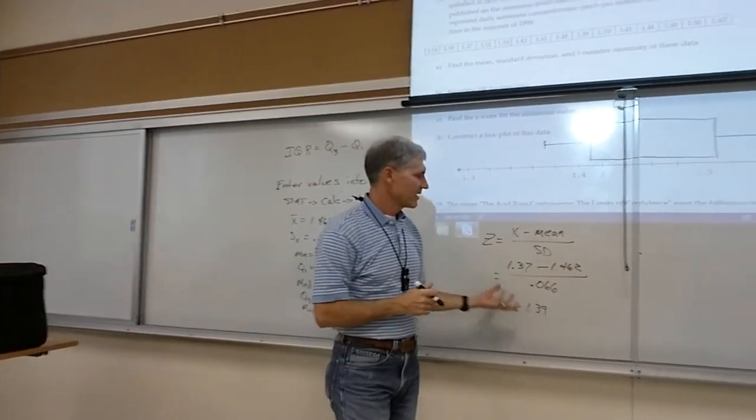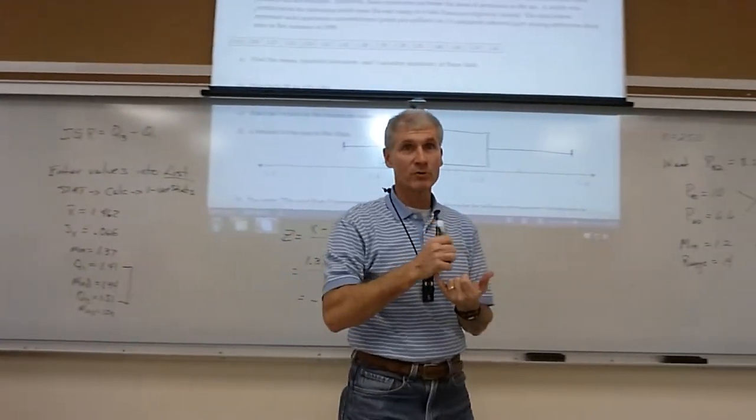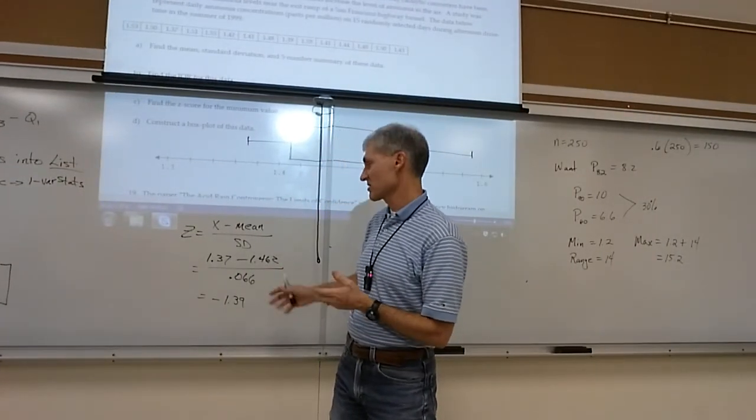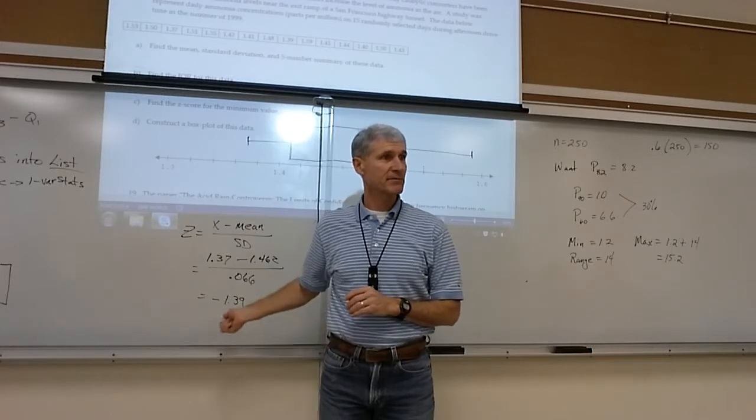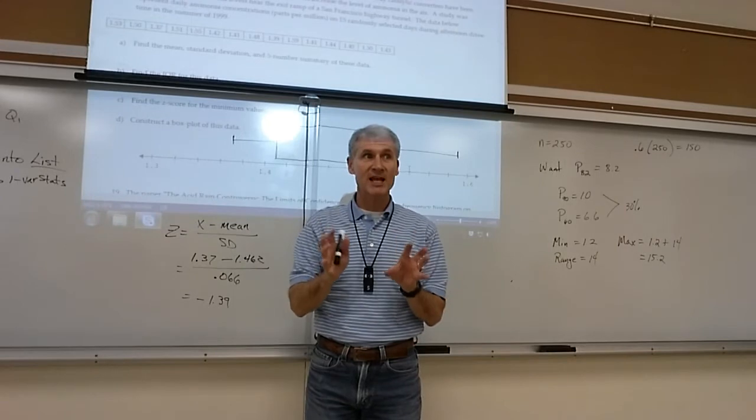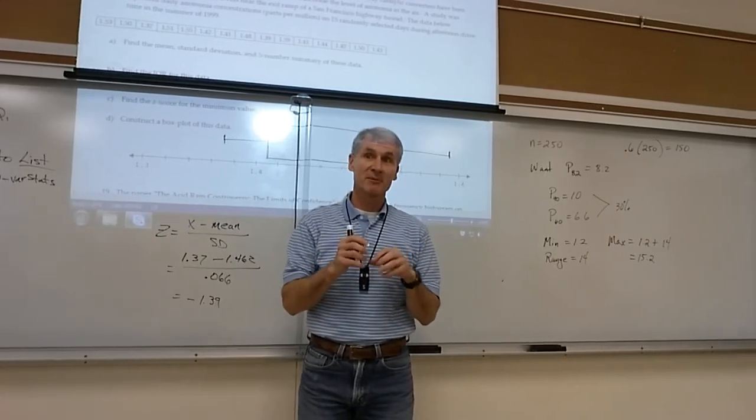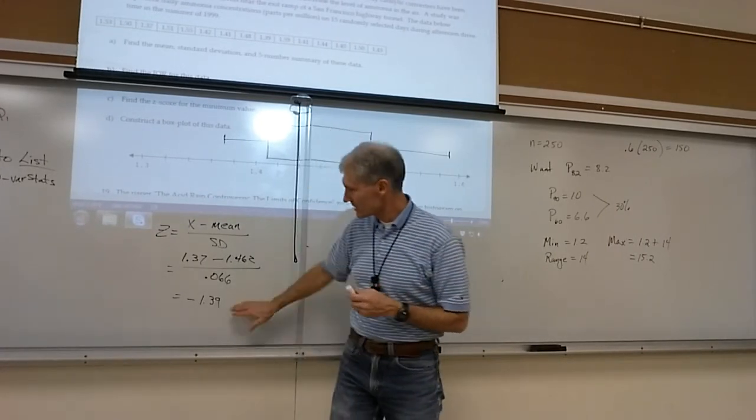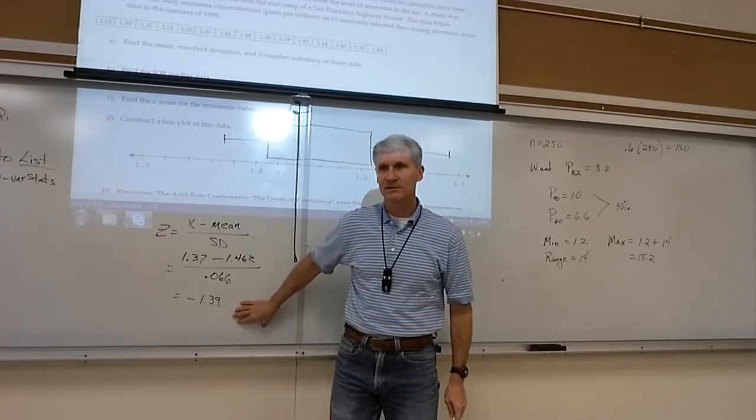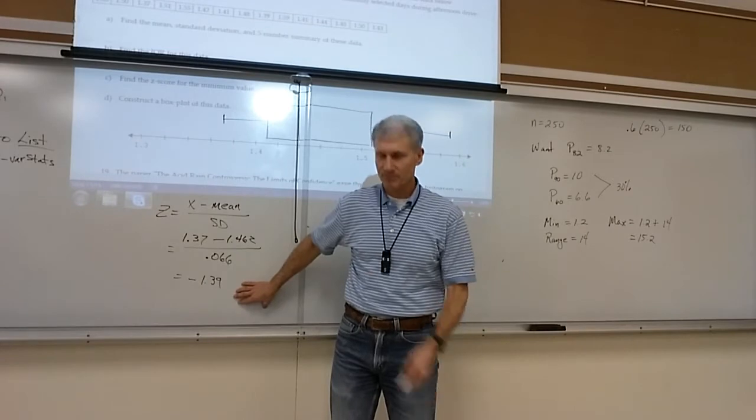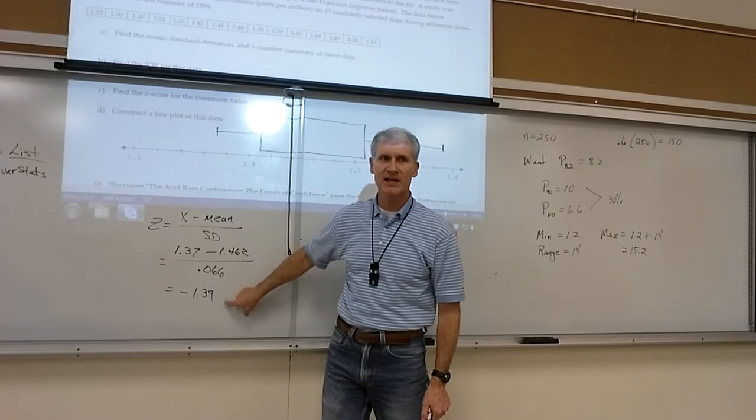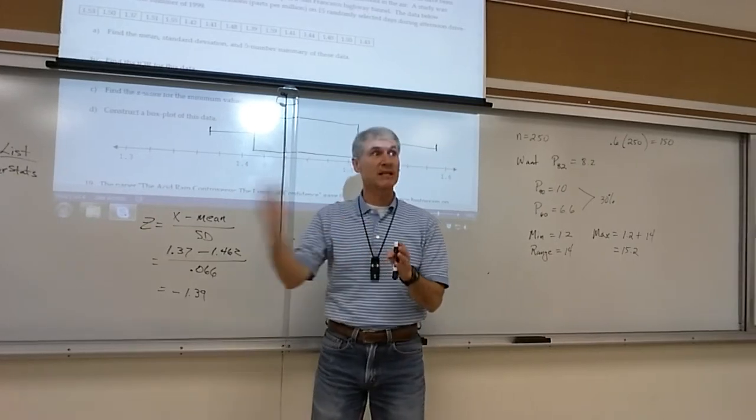Right? Now, I have always harped on you that when you write down the answer to something, you take a second look at it and think, does that seem about right? What does this number mean? I'm more interested in interpretation of what you just computed than computing it. What does negative 1.39 mean? Exactly. That means this value is 1.39 standard deviations below the mean.